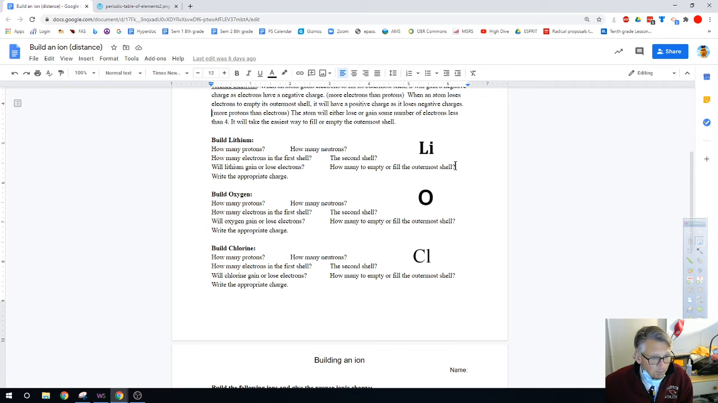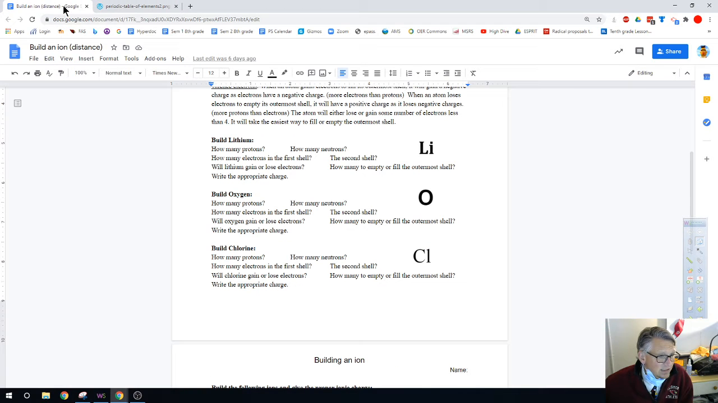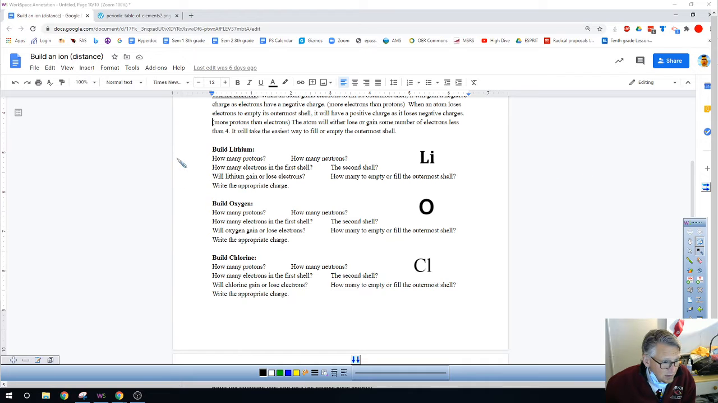So lithium, the question is how many protons and how many neutrons does it have? So lithium is right here, and it is 4 and 7. How many protons does lithium have? Well, it has 4 protons. How many neutrons does it have? Well, this is protons plus neutrons, and this is protons. So that means we have 3 neutrons.